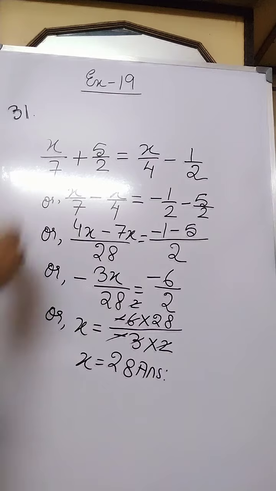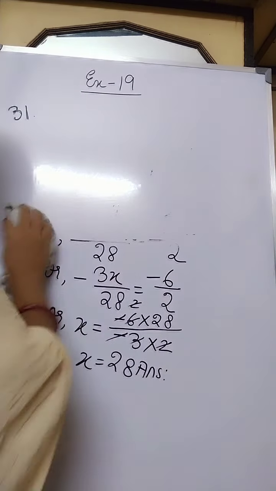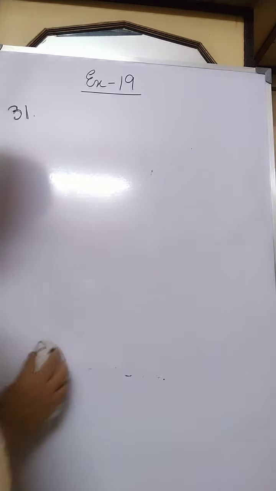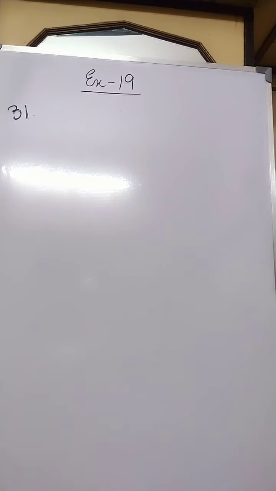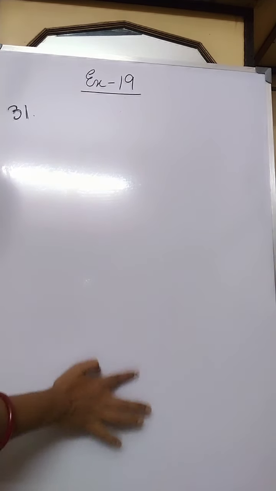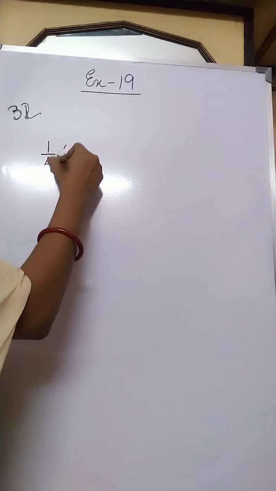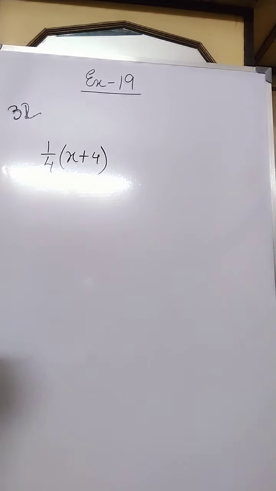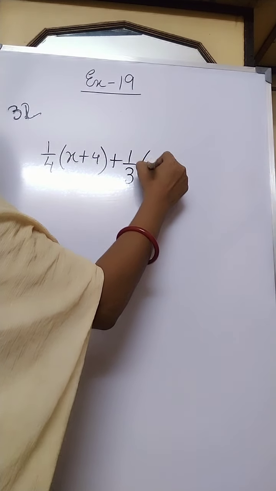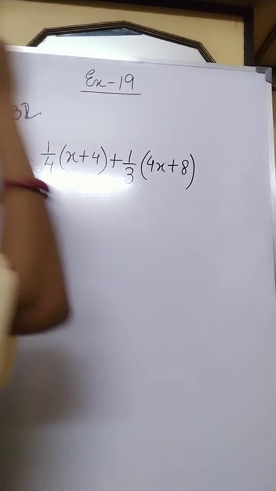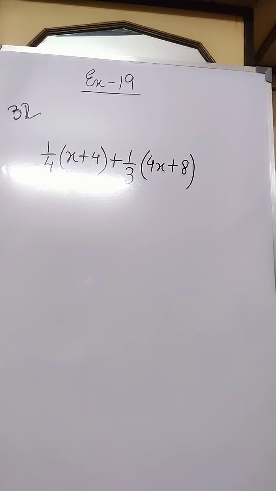So I'll rub the board and start solving. Sum number 32. In sum number 32, it is given that 1 by 4 in bracket x plus 4, bracket closed, plus 1 by 3 in bracket 4x plus 8, is equal to 10.